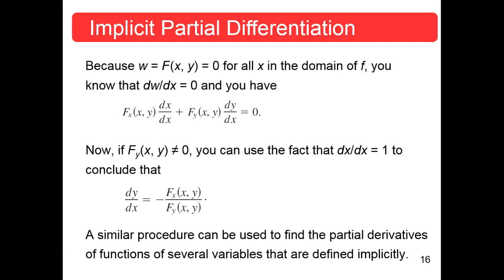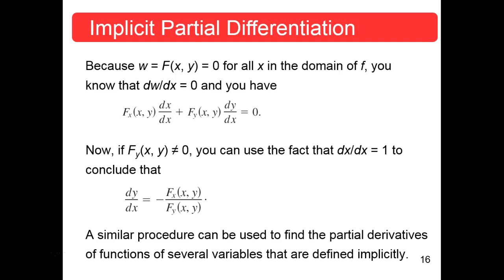If this one is equal to 0, then you don't have very much here. But if this one's not equal to 0, you can use the fact that dx dx is equal to 1 and conclude that dy dx is equal to minus, okay, now here's where this comes from. Solving for this, you move this to the other side, that makes it a minus f sub x, this, that's 1. Then divide by this and you get that.